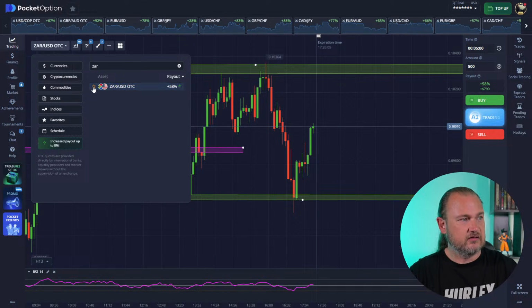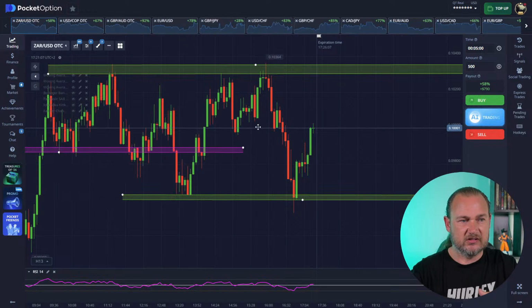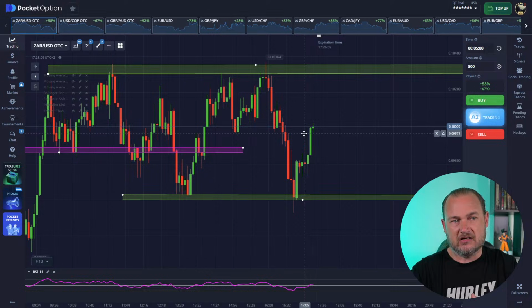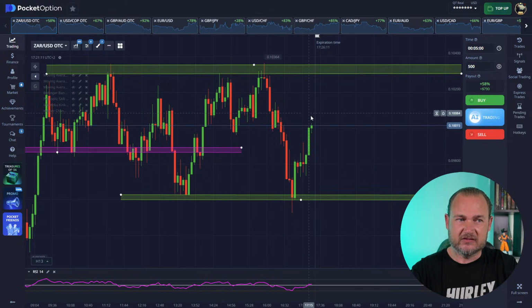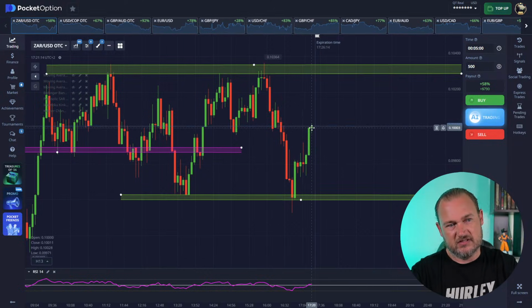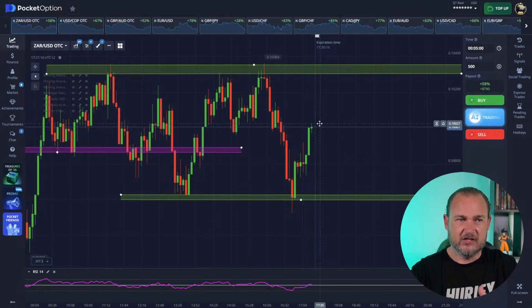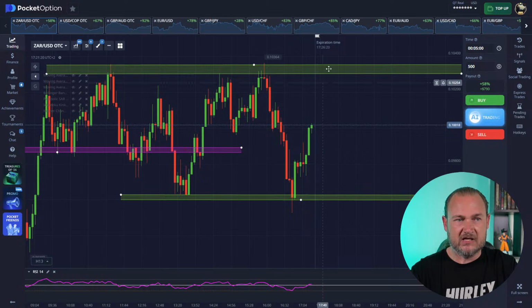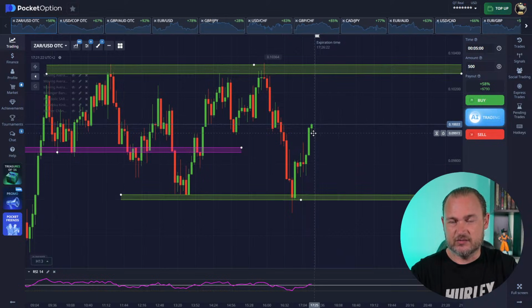Let's just get it in there. I could now put this asset in my hotbar, and I can go back to it quickly and keep an eye on it, because I know that from this area here we have probably 20 to 30 minutes, maybe a little longer, before price hits either. It's halfway in between now.